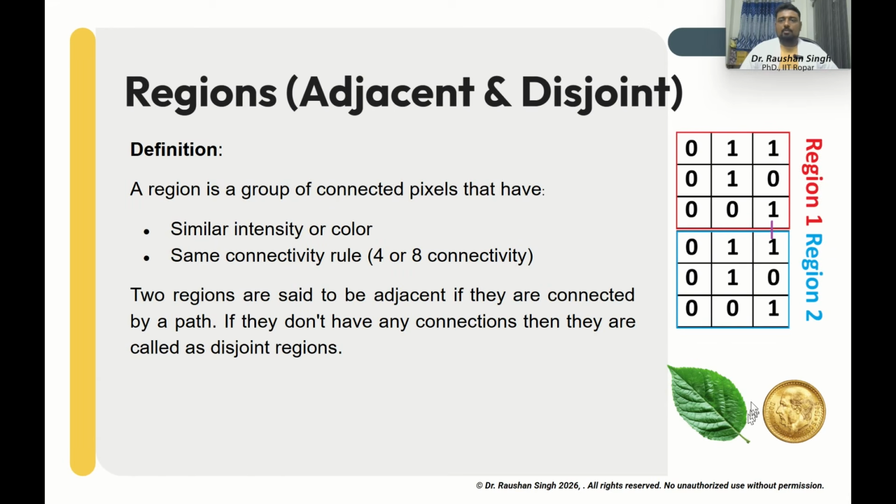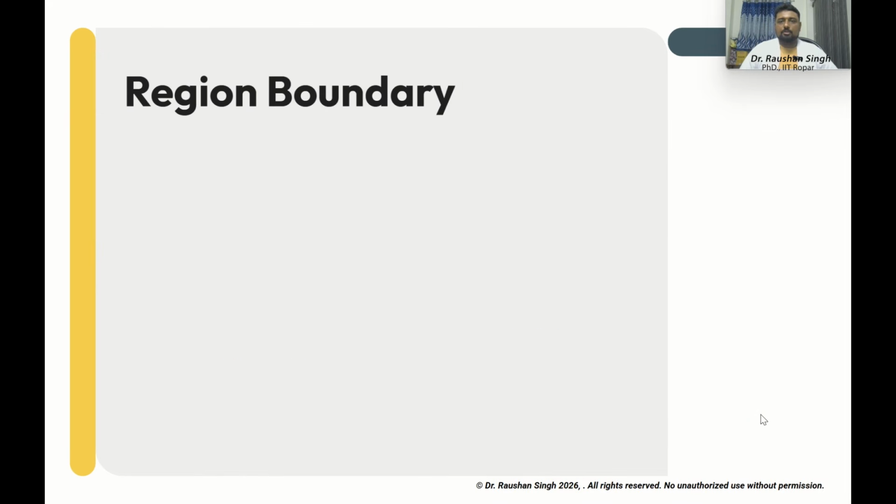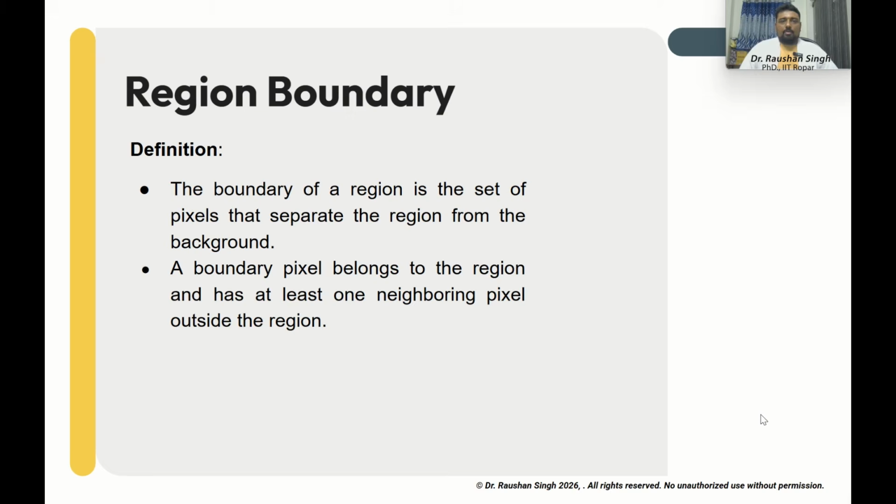For example, you can see that this is the leaf, this is the coin. They are not connected, they are two different regions, and they don't have any sharing. There is no sharing of pixel color, so because of that they are disjoint regions. Then we have region boundary.